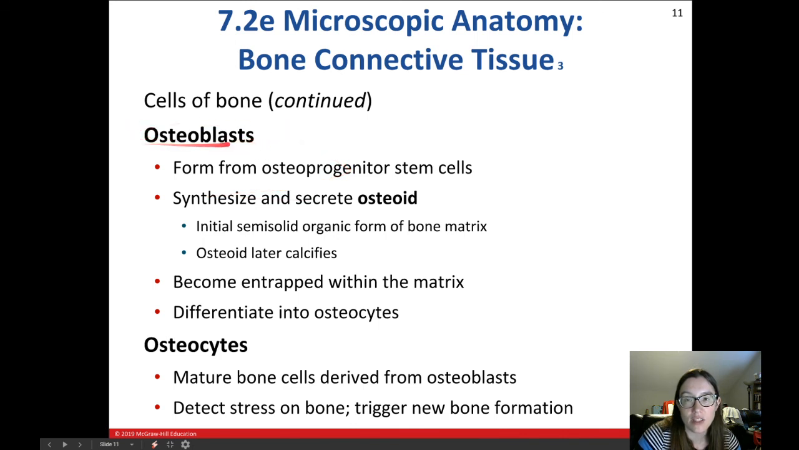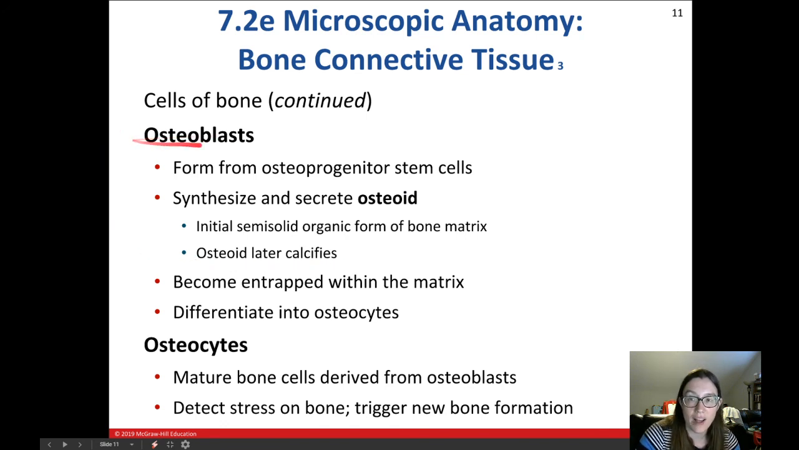The osteoblasts have a special job, and we said anything that ends in the term blast is going to be something that's building the matrix. So these osteoblasts are going to synthesize, make, and secrete what's called osteoid. Osteoid is the organic component of bone, or pre-bone. It's the semi-solid organic form of bone matrix. So this is the bone before it becomes calcified and before it becomes hard. This osteoid is the soft stuff that is laid down by the osteoblast, and eventually it's going to calcify. And we'll talk a little bit about how that happens.